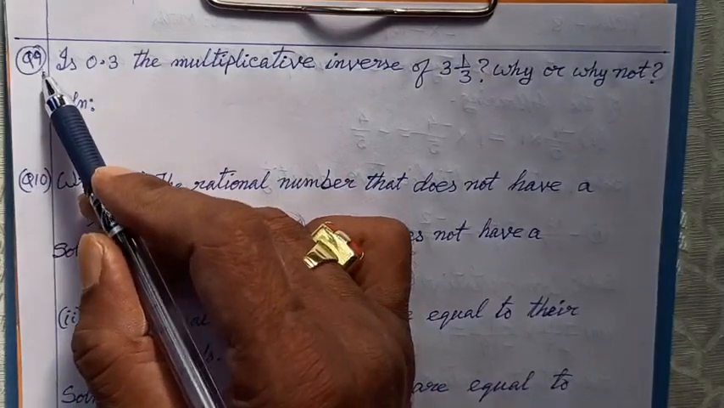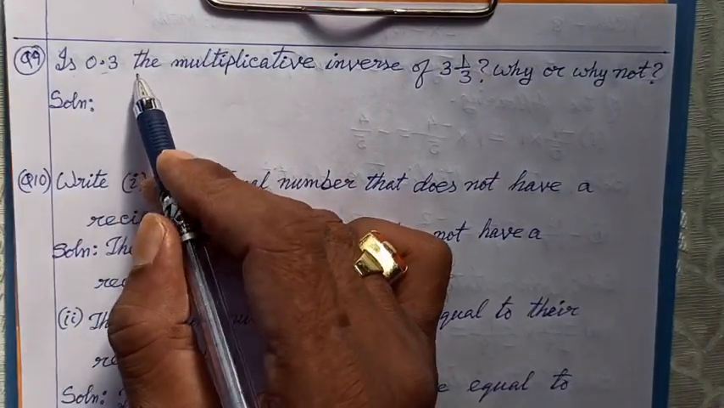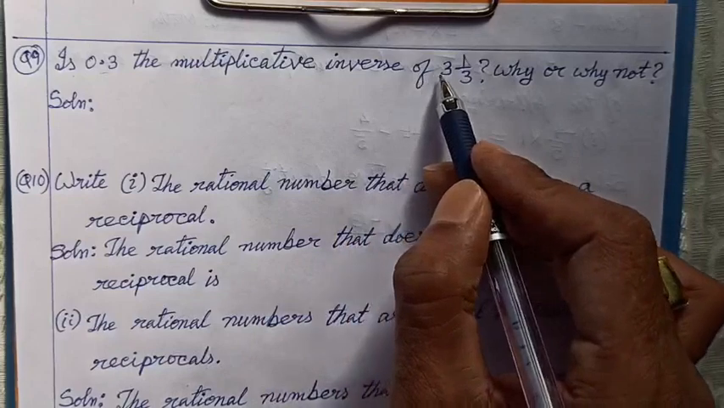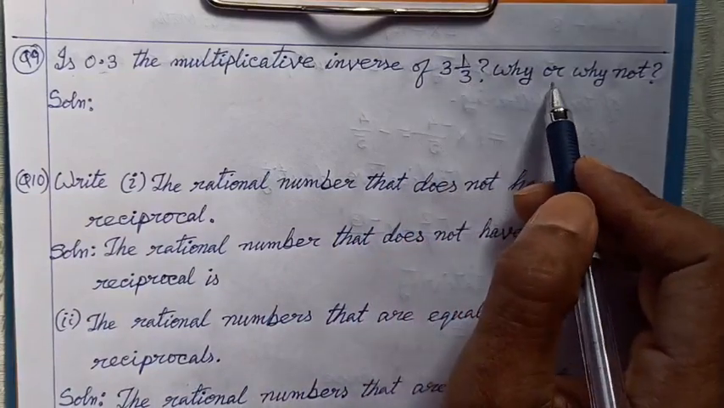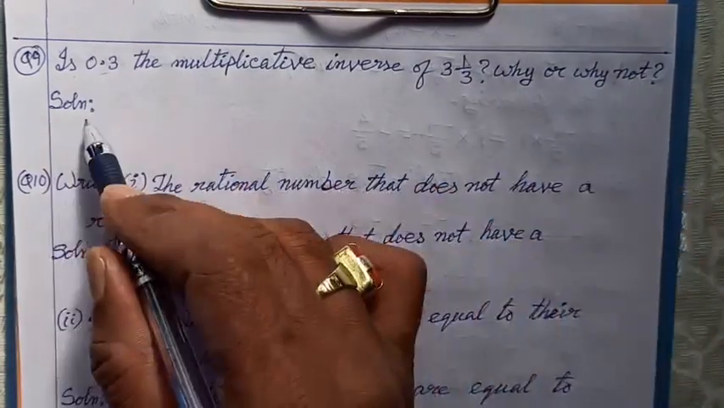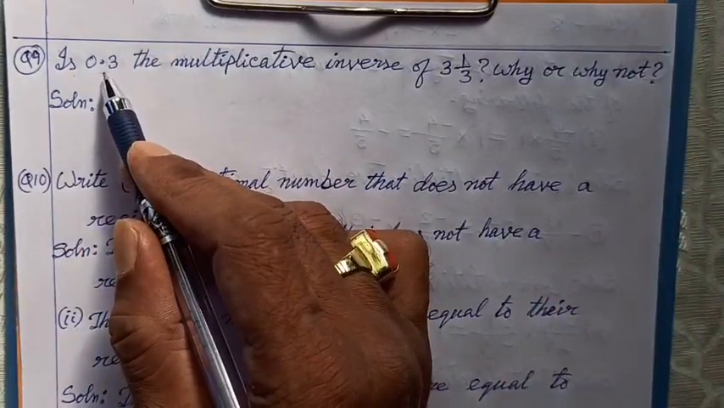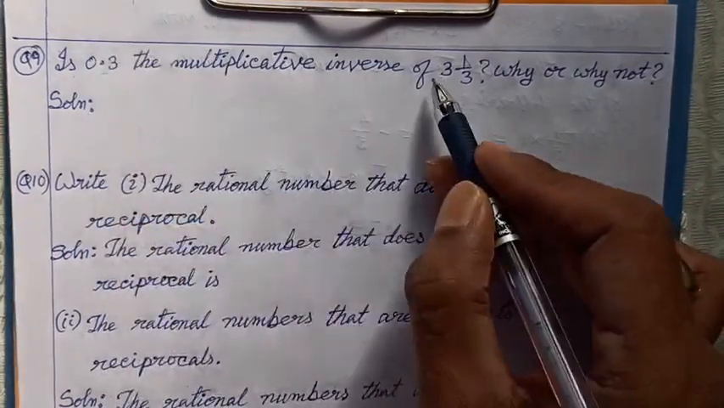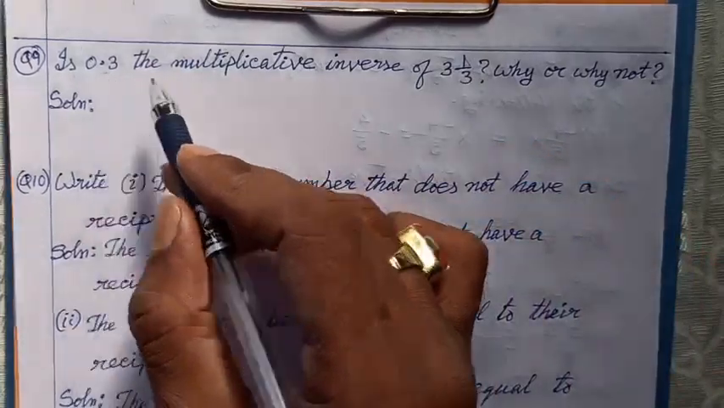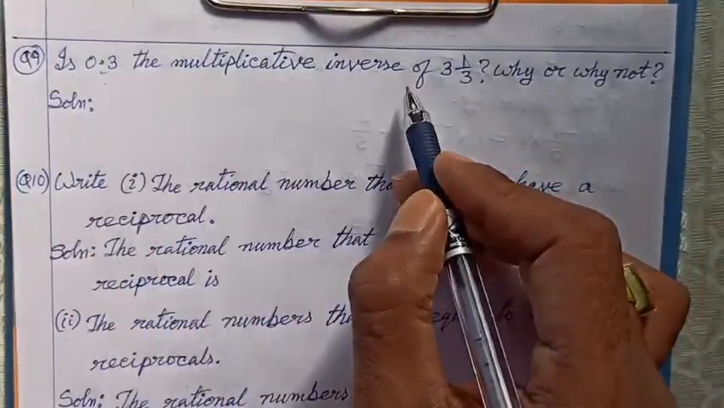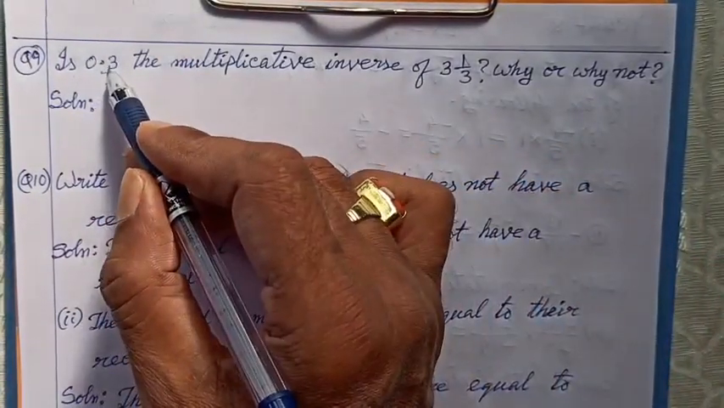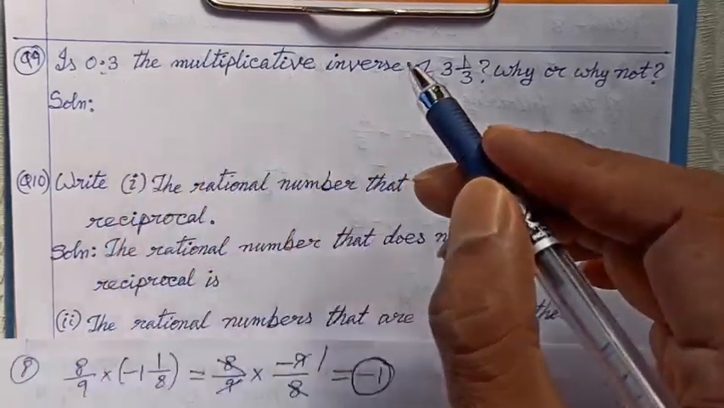Next, question number 9. Is 0.3 the multiplicative inverse of 3 whole number 1 by 3? Why or why not? Now the solution. To note whether 0.3 is the multiplicative inverse of 3 whole number 1 by 3, we multiply these two numbers. If the answer is 1, then 0.3 is the multiplicative inverse. Now let's calculate and see.